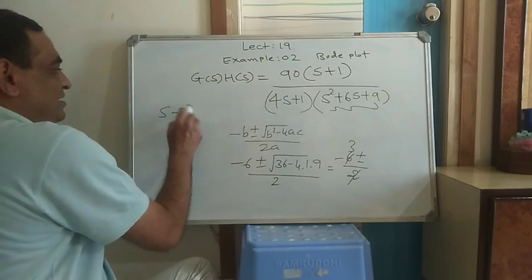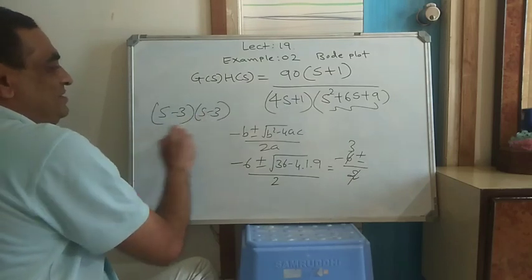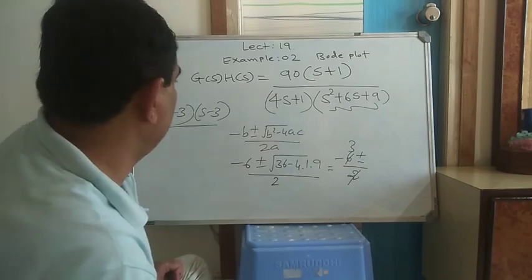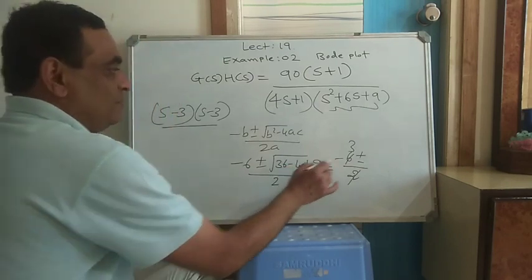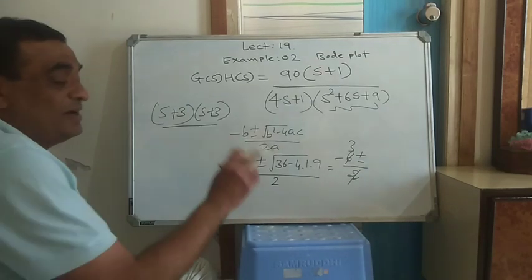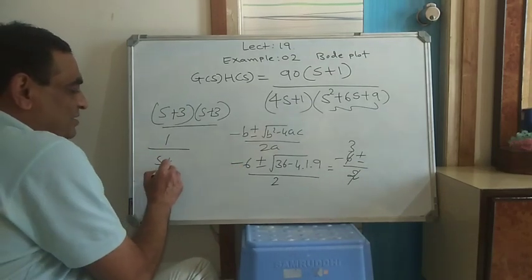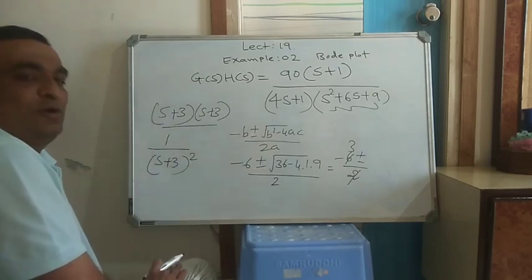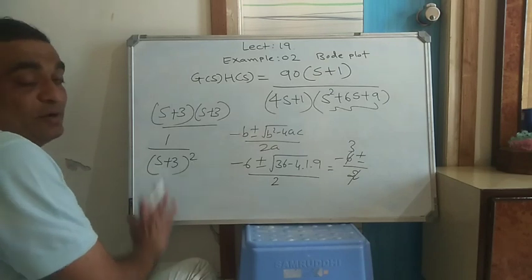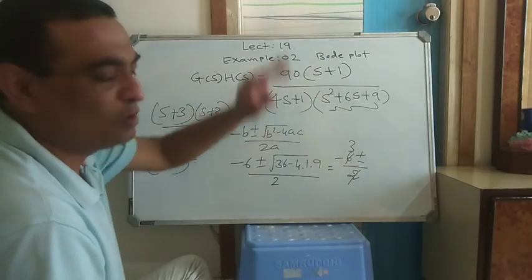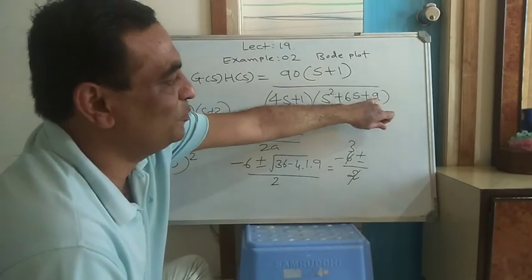So s minus 3 into s minus 3. These are the two factors. Just a minute. It's not s minus 3, but minus 3 is the root, so s plus 3. So straight away, this is actually s plus 3 whole square. It is a second order term, but it doesn't have any complex roots. So straight away, the corner frequency would be 3.